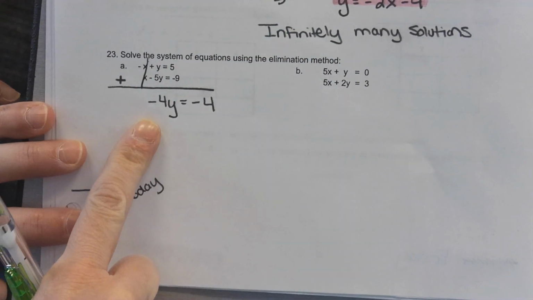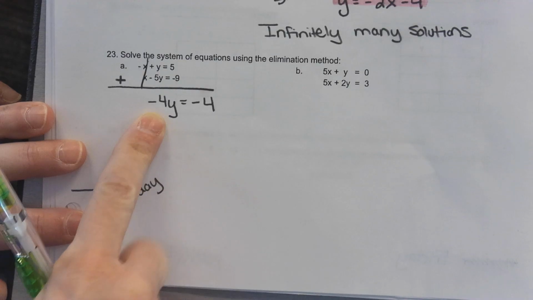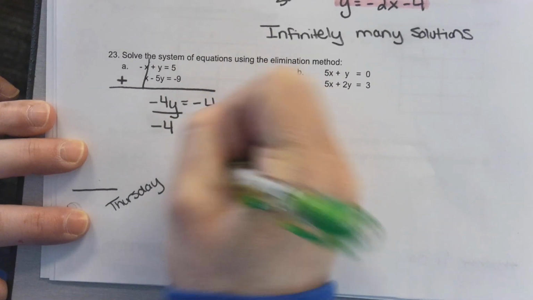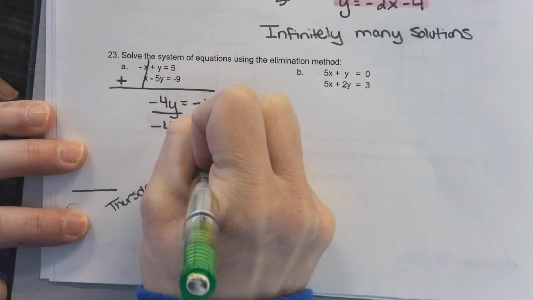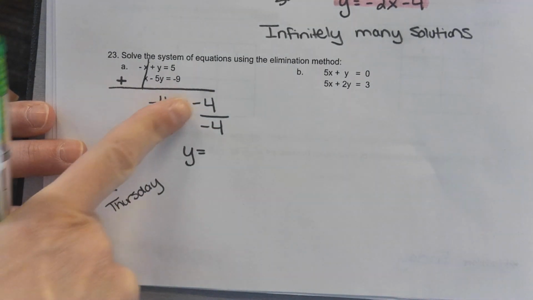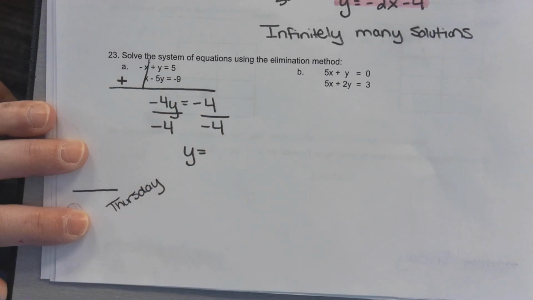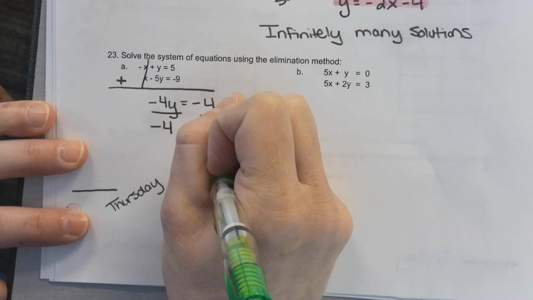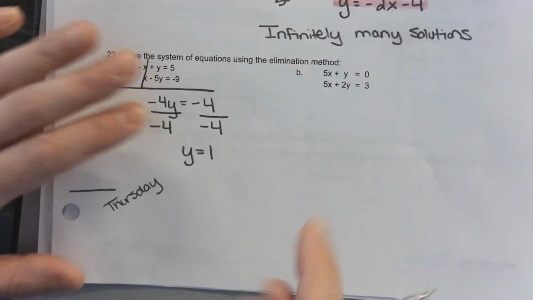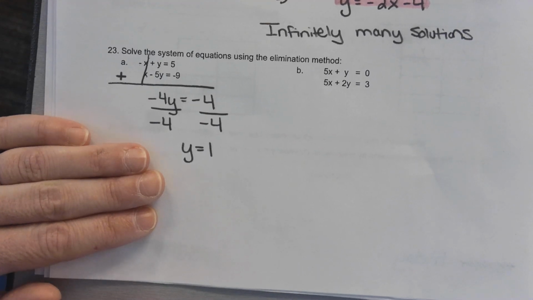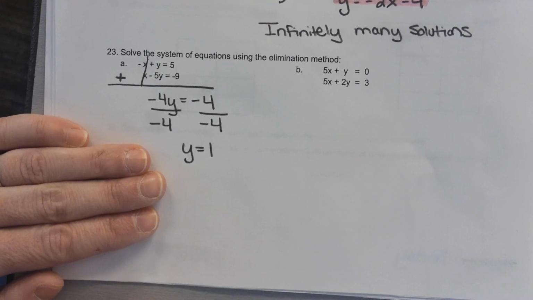To finish solving, what do I need to do to each side? Yeah, divide away your negative 4. Oh, no, you leave that on. Yes, perfect. Negative 4 divided by negative 4 is? Negative divide. 1. When you divide something by itself, it's 1. Okay, you can ignore where it says Thursday. That's just me writing notes to myself.